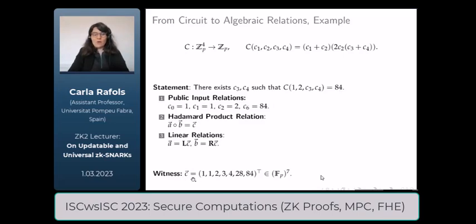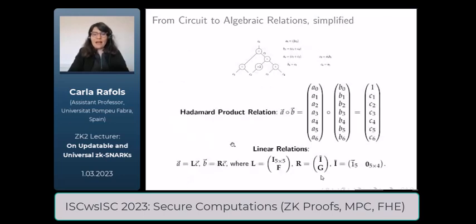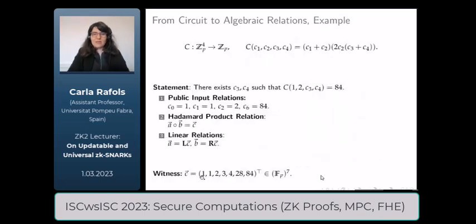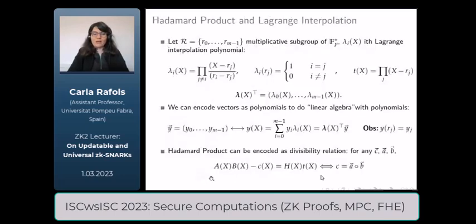And what is my witness? Well, my witness is all the partial evaluations of the circuit, okay? So in fact, the witness is C1 equals 1, C2 equals 2.